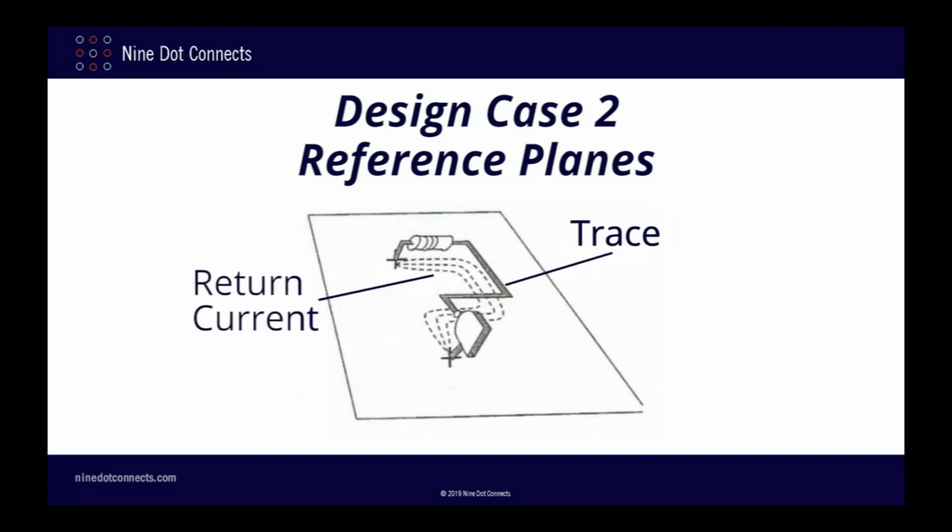Here is a sketch that illustrates what I am talking about when I say the return current mirrors the signal trace. As you see, the return current in the reference plane is following the trace that is above it. As we know, all current flow seeks the lowest impedance path. At DC and low frequencies, resistance is the biggest player, and the current will look for the lowest resistance path. As frequencies increase, inductance becomes the dominant factor influencing impedance.